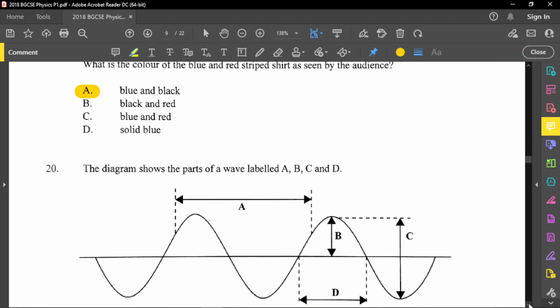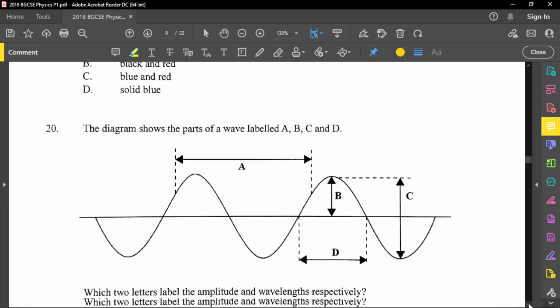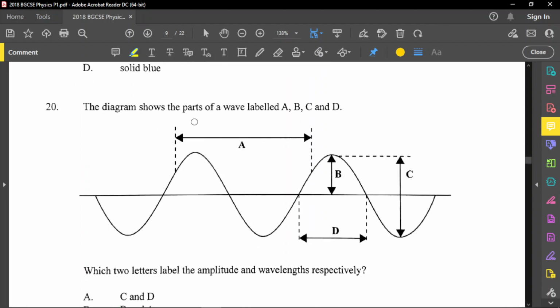So blue light alone, the blue shirt will reflect that. Number 20, it's a diagram that shows the parts of a wave labeled A, B, C, and D. Now it asks which two letters label amplitude and wavelength respectively. All right, so let's quickly talk about them and mention some things here.